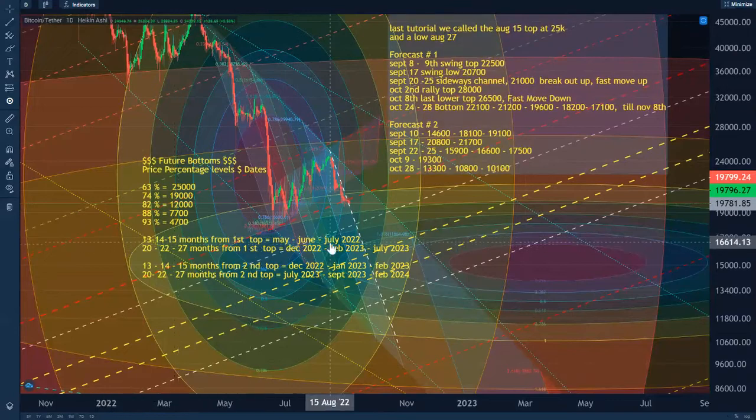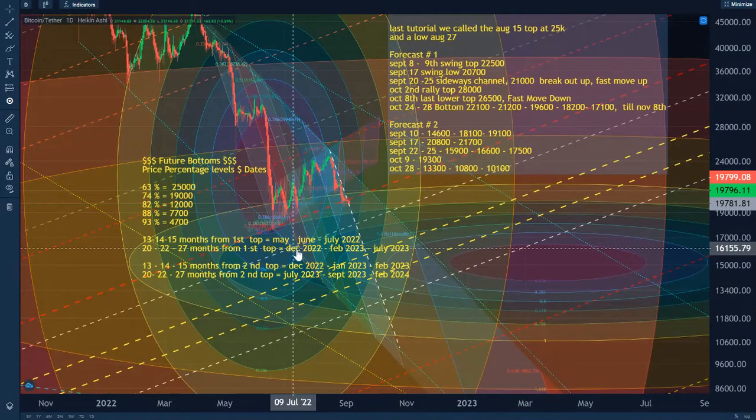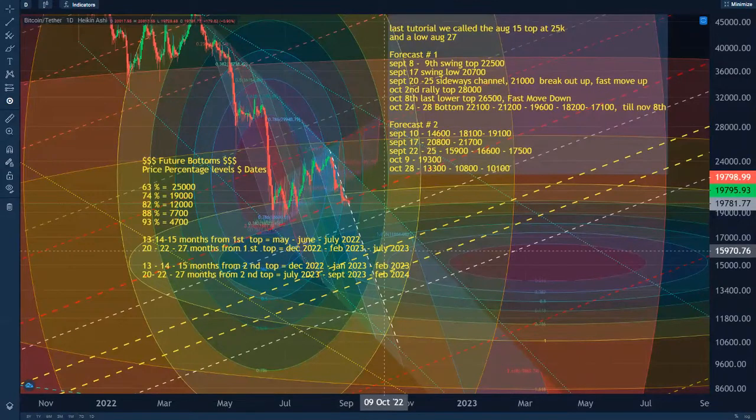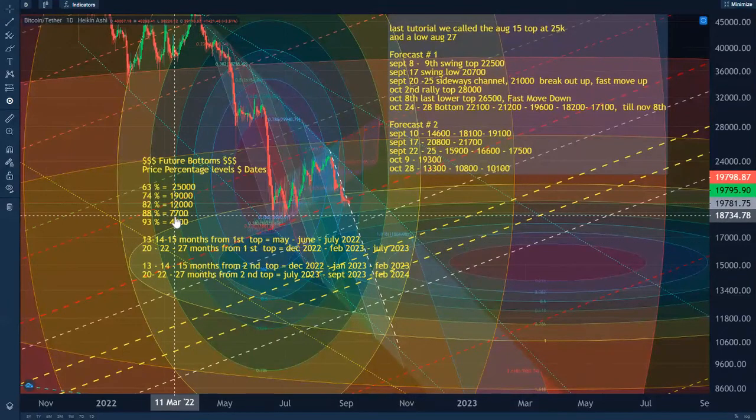It's very possible. So I just wanted to lay this out and let you all look at that. And don't forget, we got our trusty 20 and 22 months and our 27 months here, this December, February, and July period here. They represent an area where we could see certainly 6,000 and certainly 4,700. And we've talked about this in the previous tutorials. We talked about this in the Square of Nine Bitcoin tutorials as well.